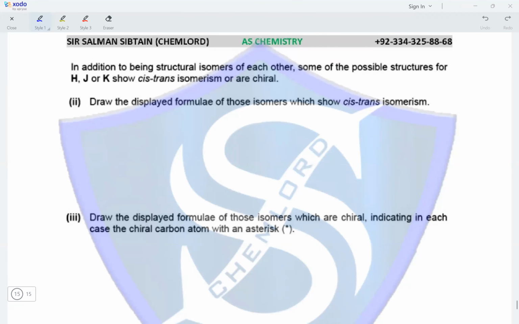In addition to being structural isomers of each other, some of the possible structures for H, J, or K show cis-trans isomerism or are chiral. Draw the displayed formula of those isomers which show cis-trans isomerism. And the next part asks, draw the displayed formula of those isomers which are chiral, indicating in each case the chiral carbon atom with an asterisk. So we need to revisit the structures of H, J, and K.